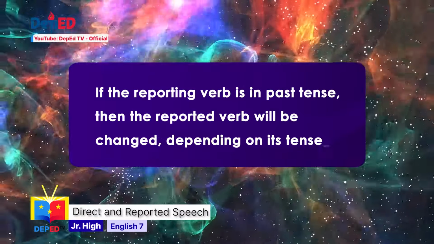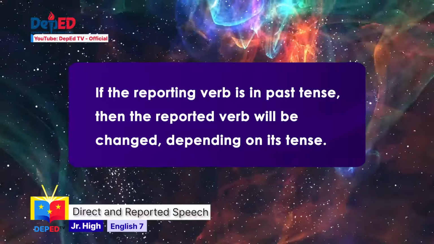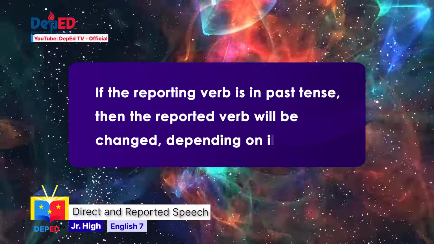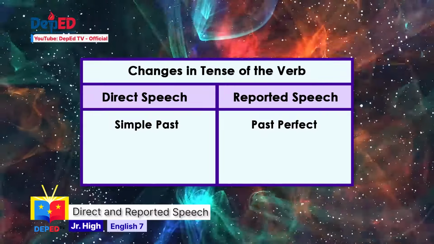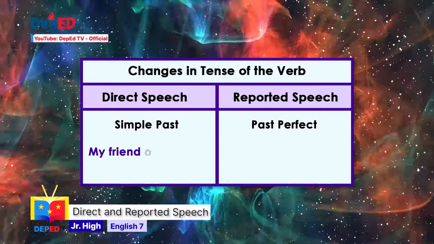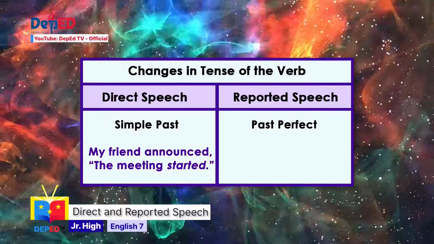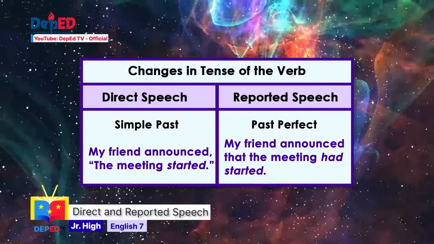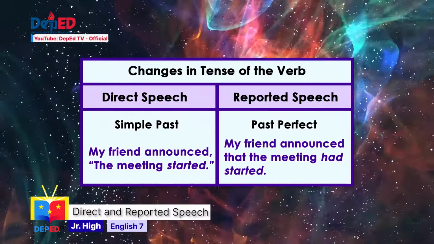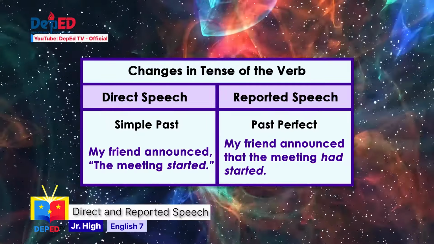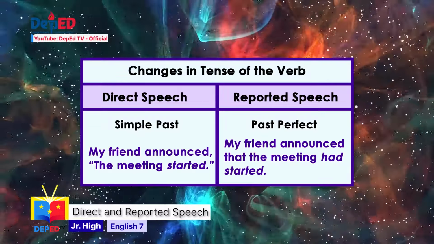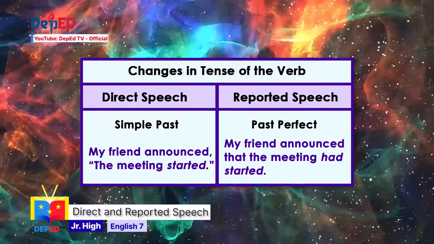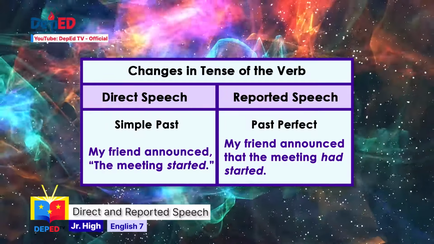If the reporting verb is in past tense, then the reported verb will be changed depending on its tense. Example, simple past. My friend announced the meeting started. Past perfect. My friend announced that the meeting had started. In direct speech, the verb started is in its simple past tense. In reported speech, the verb becomes had started, which is in its past perfect tense.